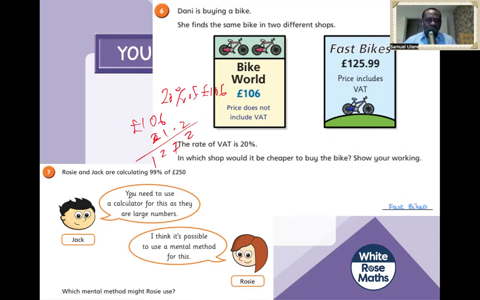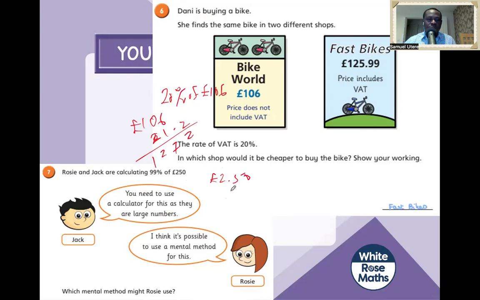So here, Rosie and Jack are calculating 99% of 250 pounds. Here, Jack says you need to use a calculator for this as they are large numbers. Really? Well, let's see. Next one. Rosie says, I think it's possible to use a mental method for this. I would agree with Rosie because very quickly we can find 1%, which is to divide by 100. So that will be £2.50.